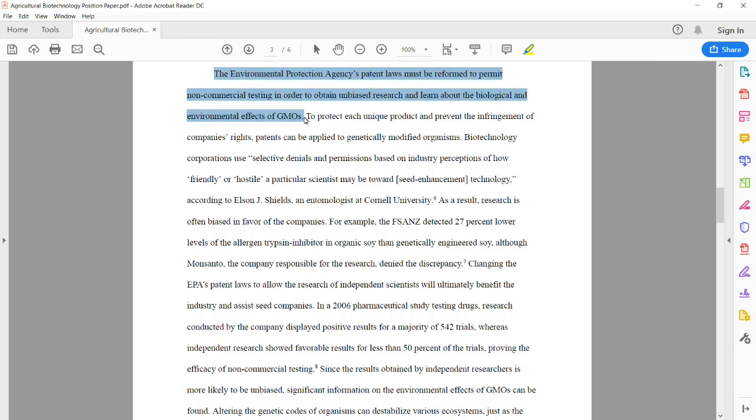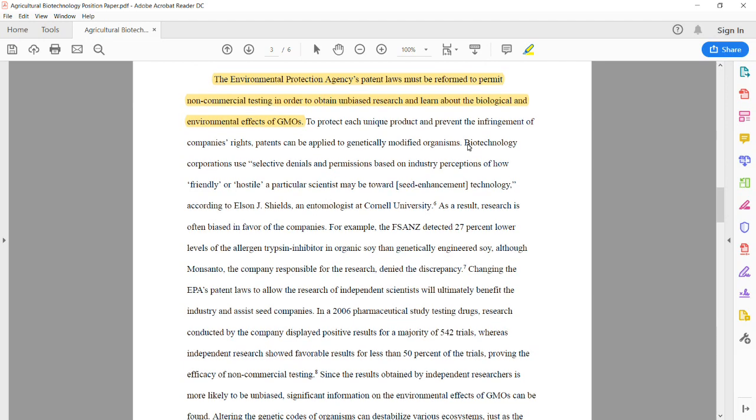So you can see that the topic sentence is, the Environmental Protection Agency's patent laws must be reformed to permit non-commercial testing in order to obtain unbiased research and learn about the biological and environmental effects of GMOs. So clearly, I'm stating in my topic sentence what my goal is. My goal is that the EPA's patent laws should be reformed. And I'm also specifically highlighting 2 reasons why the EPA's laws should be reformed: to obtain unbiased research and learn about the effects of GMOs.